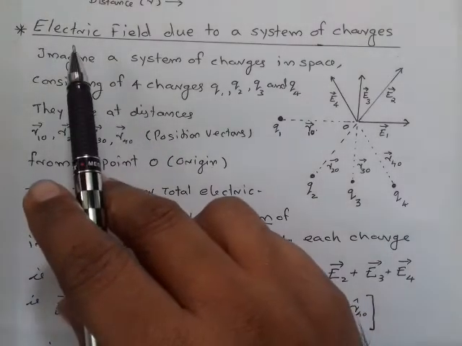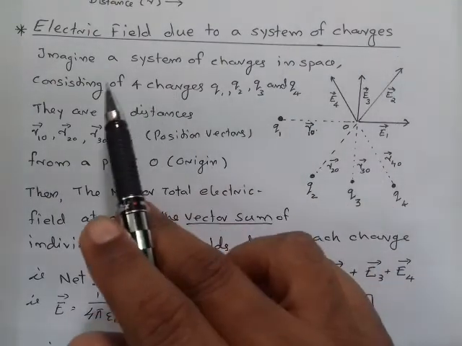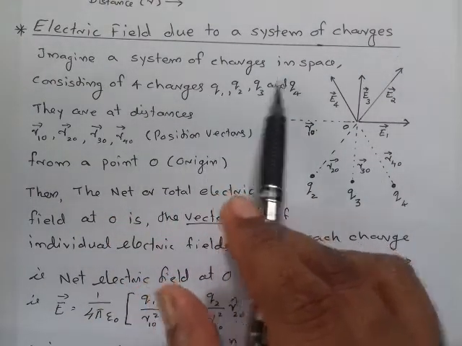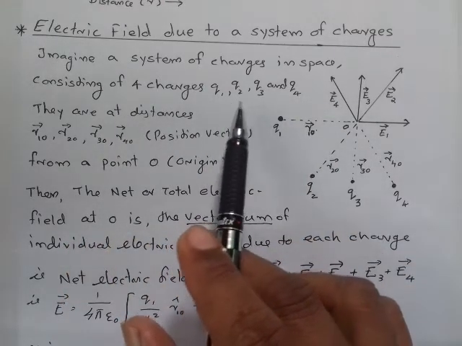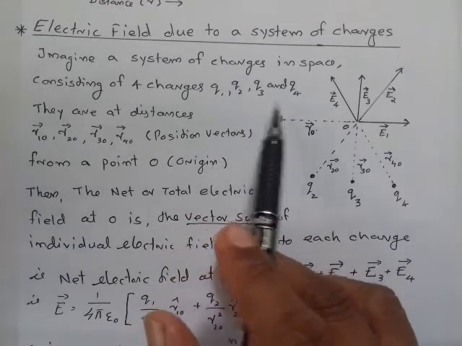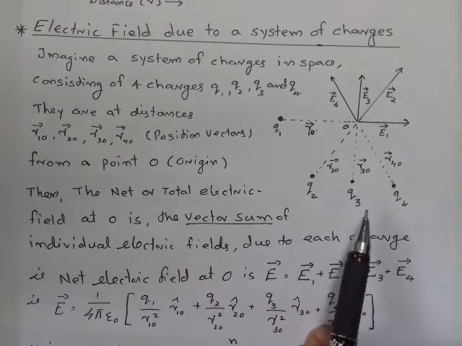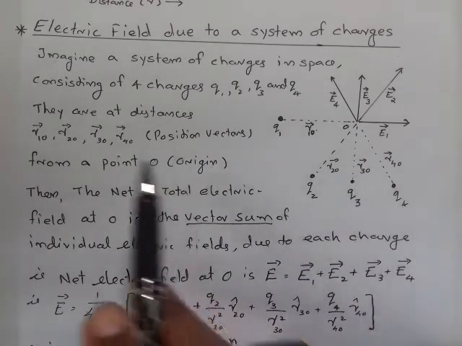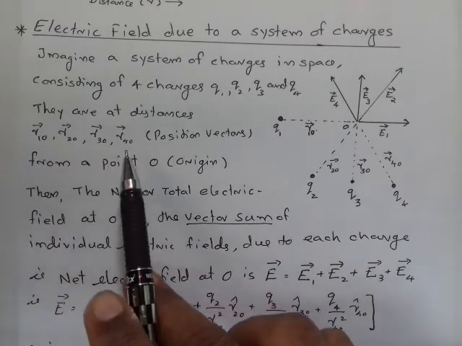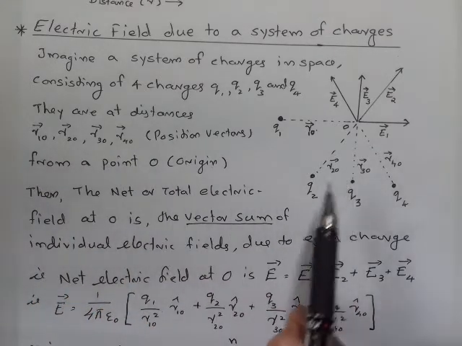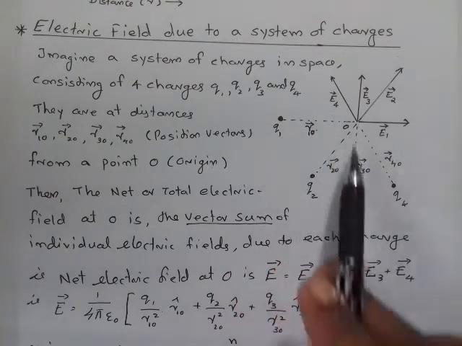Now, electric field due to a system of charges. Imagine there is a system of charges in space consisting of 4 charges. We are taking 4 charges only, q1, q2, q3 and q4. So these are the 4 charges in space. They are at distances r10, r20, r30 and r40. So their distance to a point O is given as these different distances.